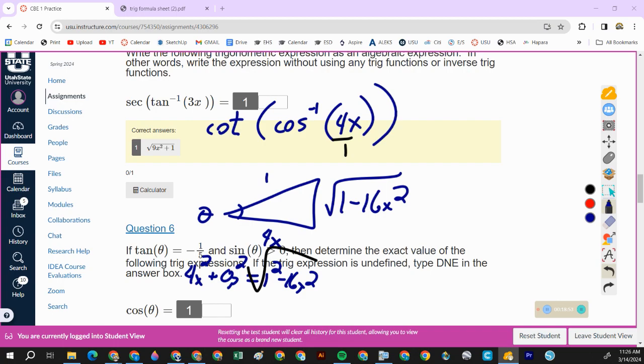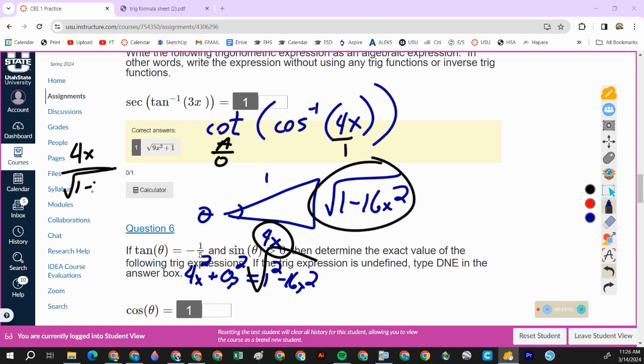And cotangent is going to be a divided by O. So that would be the a side of 4x divided by the O side, which is the square root of 1 minus 16x squared. And every problem I've seen, they don't rationalize the denominator. It will let you leave it in that form, which is nice. You don't want to rationalize the denominator. Okay, good?